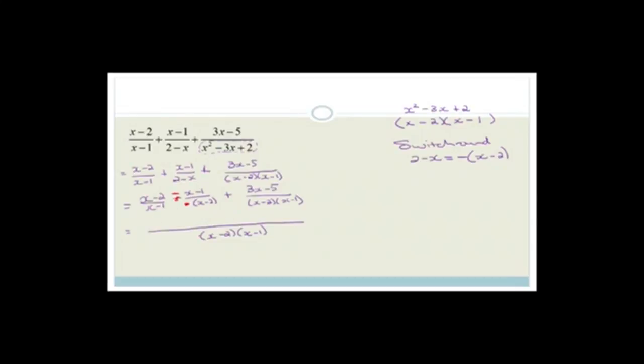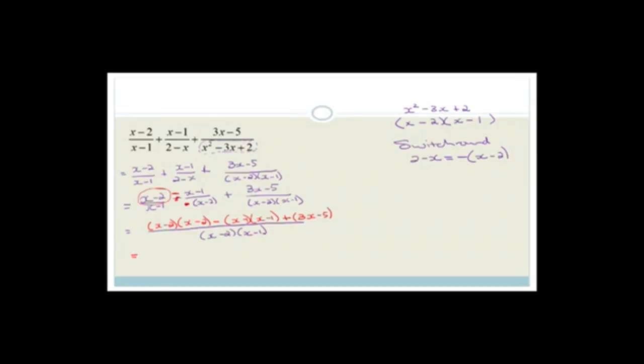x minus 1 divided into this leaves me with what? It leaves me with x minus 2. So I can write x minus 2 times the numerator of x minus 2, minus. x minus 2 into this leaves you with x minus 1. So you're left with x minus 1 times the numerator of x minus 1, plus this whole thing is exactly the same as that. So they cancel each other out and all I'm left with is the numerator of 3x minus 5. Sure. So now what do I need to do? I need to multiply at the top and see if I get a nice trinomial or something.